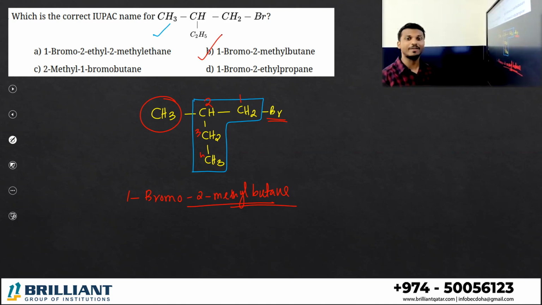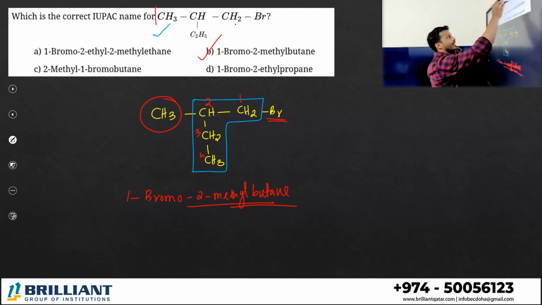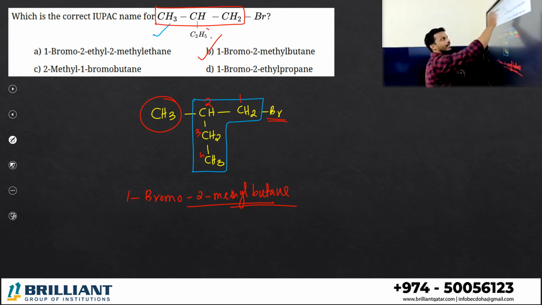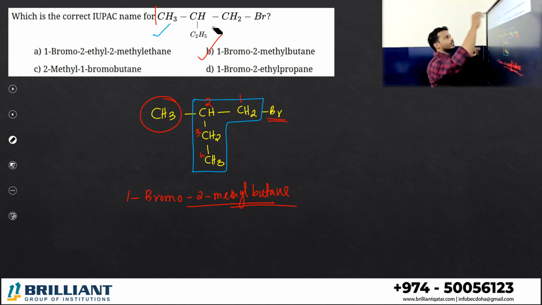There is a chance to make a mistake in this question. Why? If you calculate the IUPAC name within the given structure, you will take this as the parent chain. Then you will say that this is an ethyl branch. That's wrong, right? Ethyl group means the parent chain is converted into 4 carbons. So that is wrong. So the correct answer is option B. Let's go to the next one.